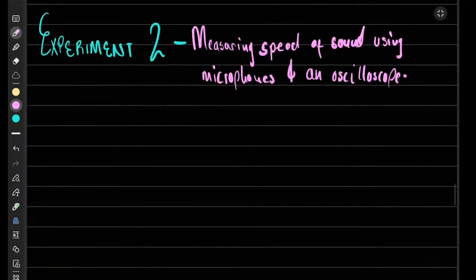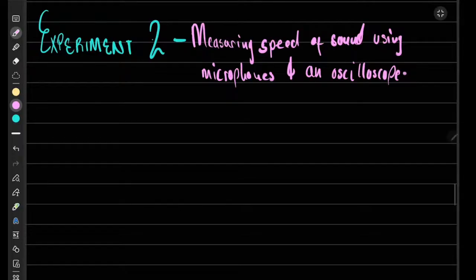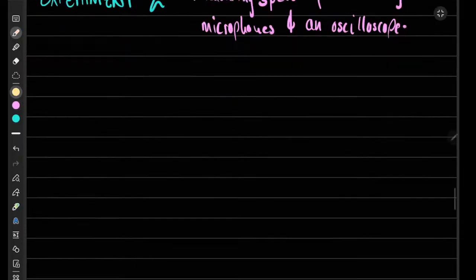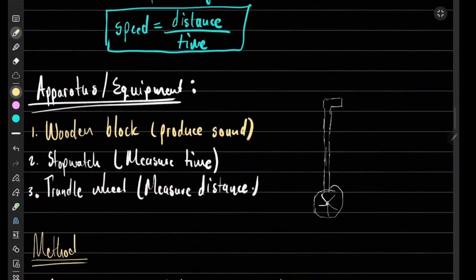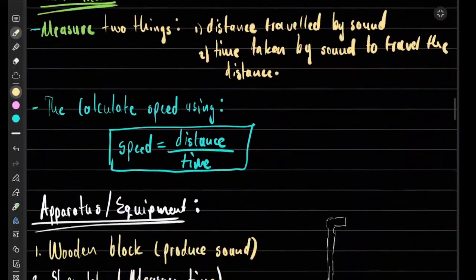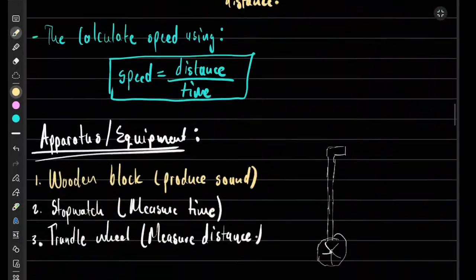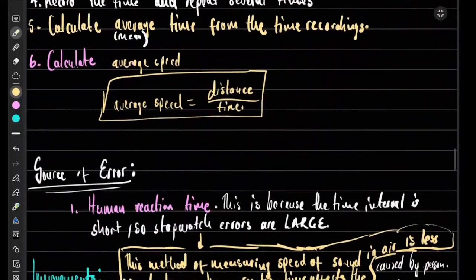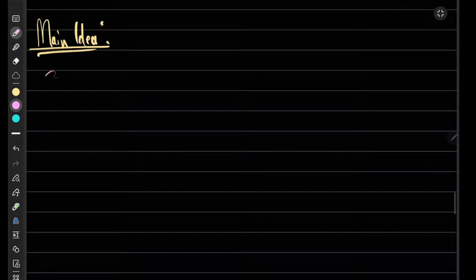So let's put apparatus. Well, let me write the main idea here. I want to write it the way I wrote the other one. Main idea, then I did the apparatus, then I did the method, then I did the source of error. Let's go. Main idea.